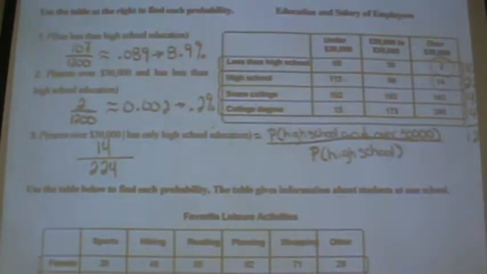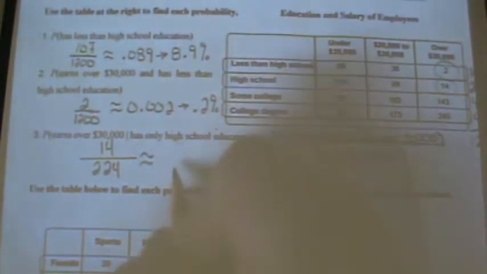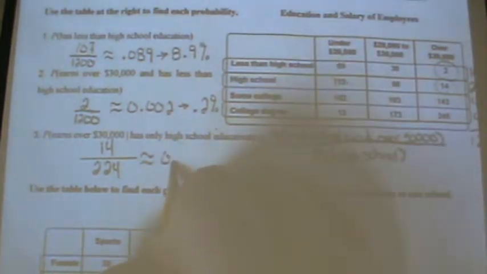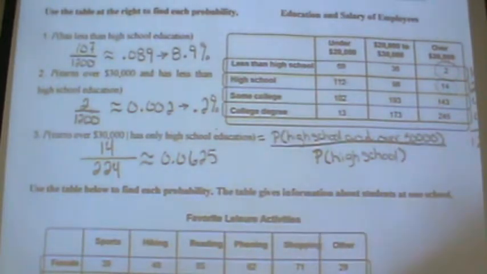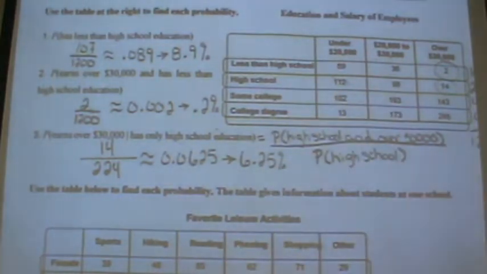So you get 14 over 224, and again we'll get a decimal. We get 0.0625, which we can translate to a percentage, and it is 6.25%.